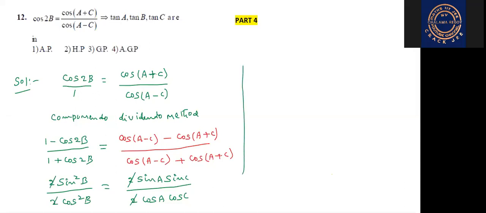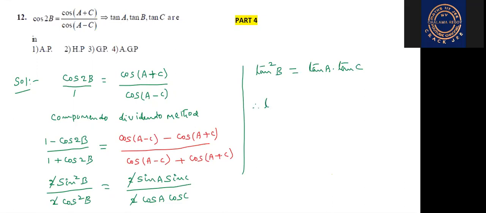Finally, sine square by cos square is tan square b, and that equals sin a by cos a, that is tan a, into sin c by cos c, tan c. So here we got tan square b is equal to tan a tan c.